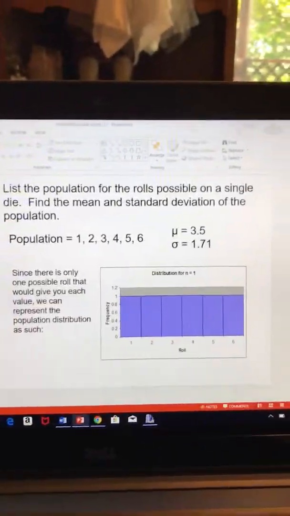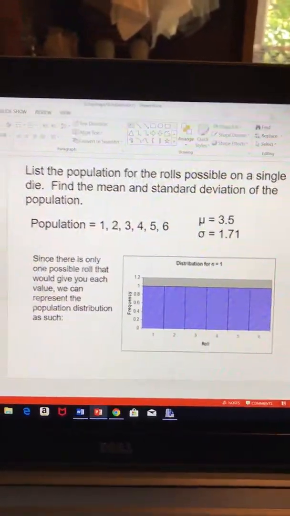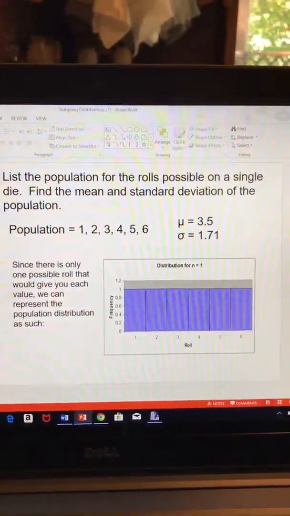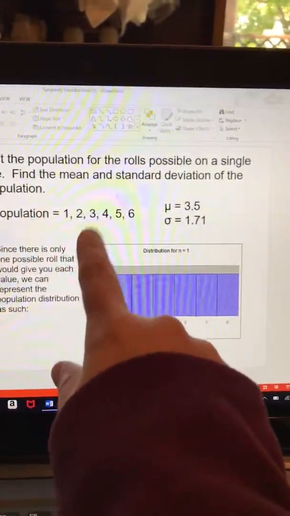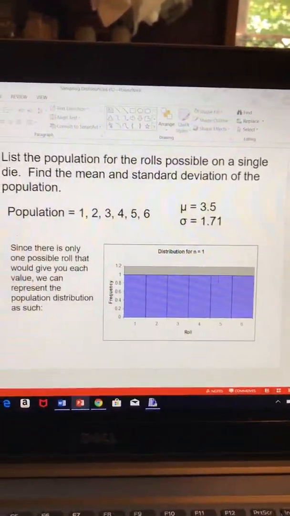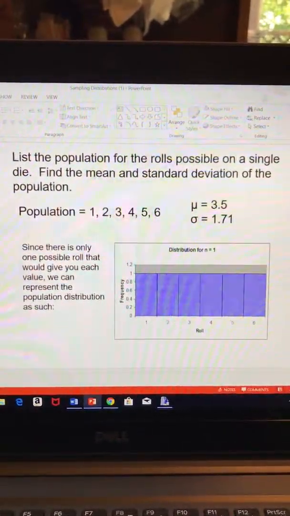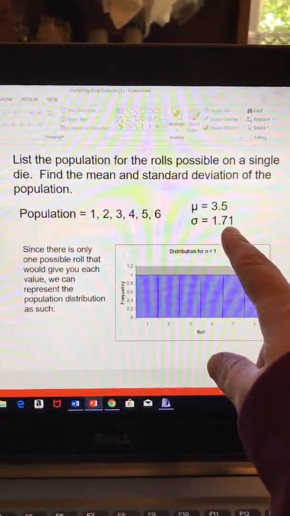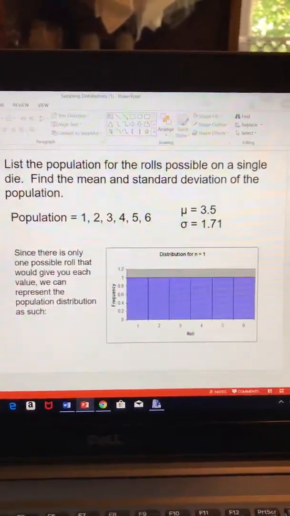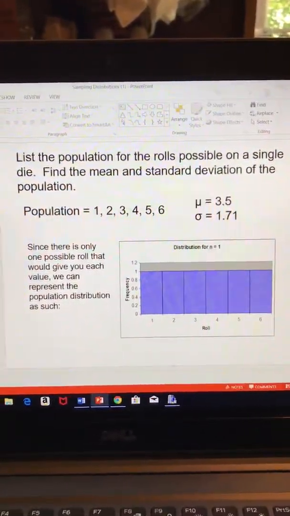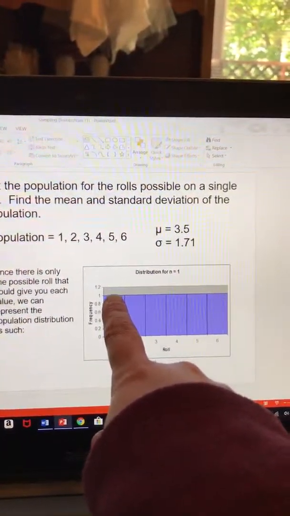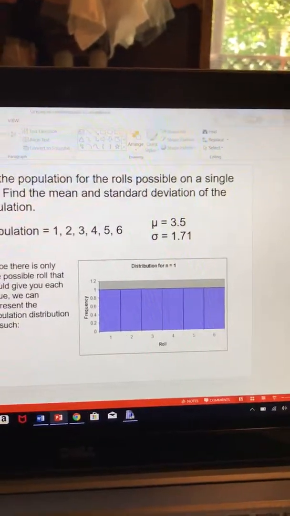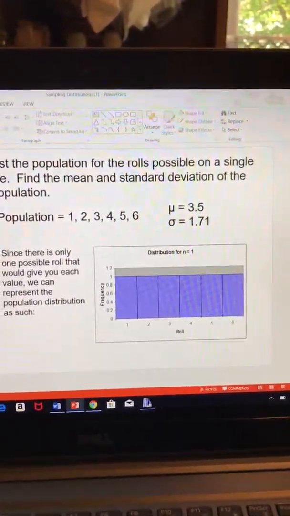So what we're going to do is talk about if you were going to roll a die, what is your population for the rolls possible on a single die? If you roll one die, you can get a 1, a 2, a 3, a 4, a 5, or 6. The mean of those is 3.5, and the standard deviation is 1.71. There's only one possible roll to give you each value, so you can get 1 one time, 2 one time, 3 one time, and so on. So it's a uniform distribution.